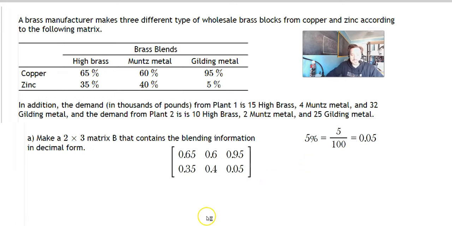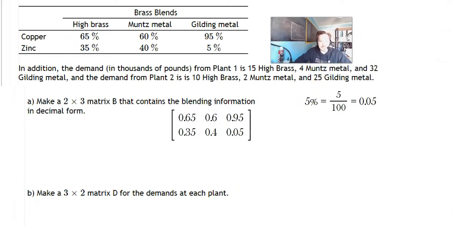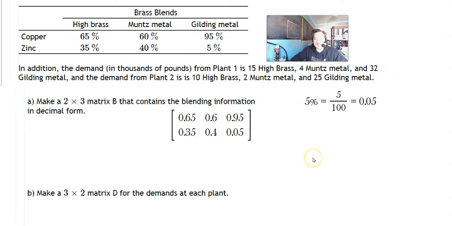Let's look at the next question now in the process here. It says, make a 3 by 2 matrix D for the demands at each plant. So to answer that, well, take a look. It says, in addition, the demand in thousands of pounds from plant 1 is 15 high brass, 4 Muntz metal, and 32 gilding metal.